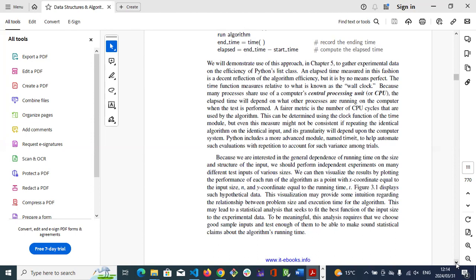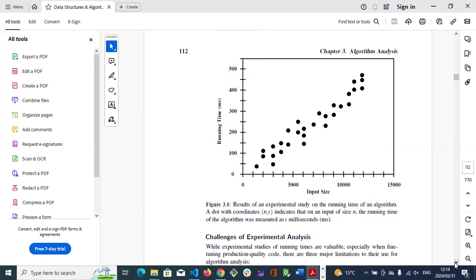A fair metric is the number of CPU cycles that are used by the algorithm. This can be determined using the clock function of the time module, but even this measure might not be consistent if repeating the identical algorithm on the identical input, and granularity will depend upon the computer system. Python includes a more advanced module named timeit to help automate such evaluation with repetition to account for such variance among the trials.